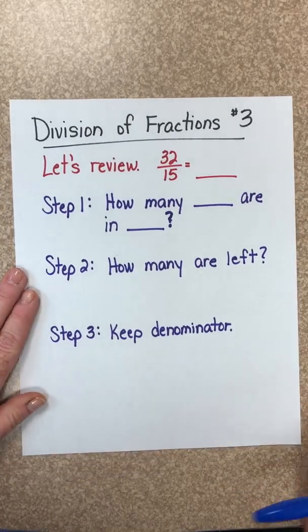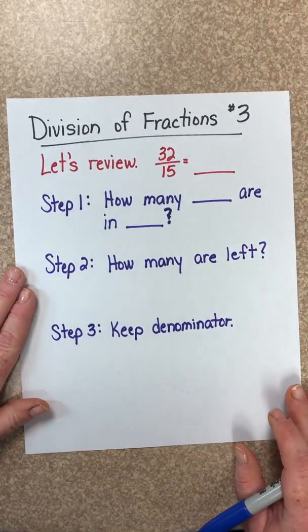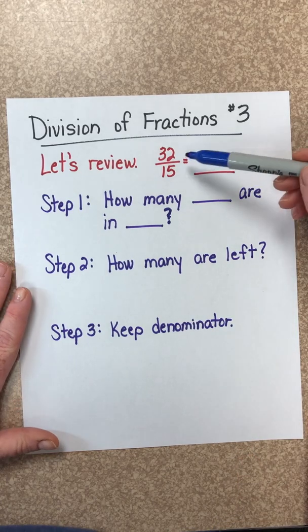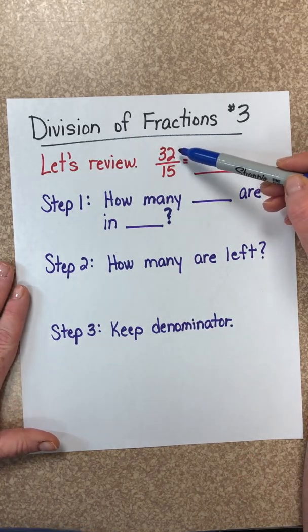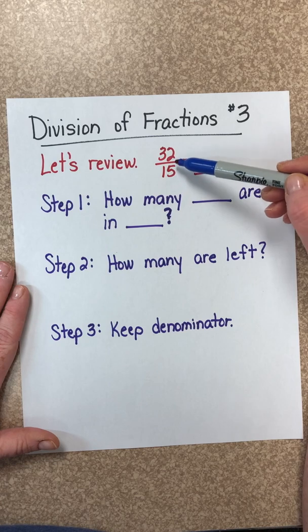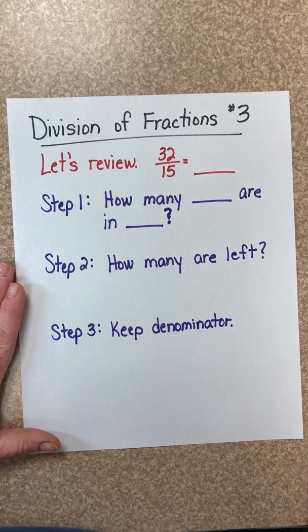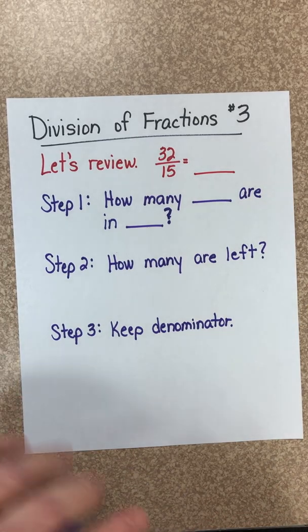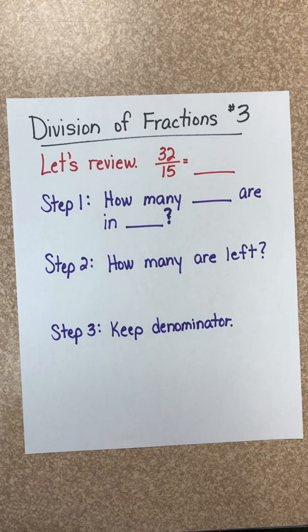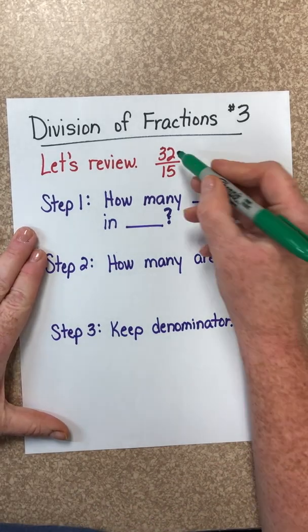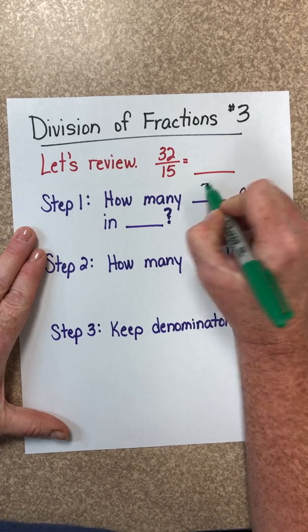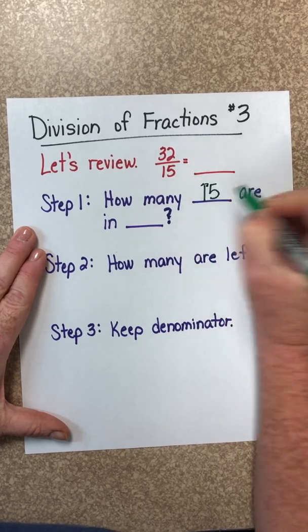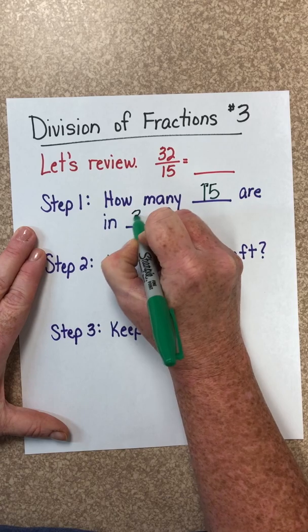Let's review a bit before we begin looking at division of fractions. Let's start with looking at this fraction, 32/15. 32/15 is improper, and we want to simplify it. So I have some steps here that will help us simplify improper fractions. Step 1, how many 15s are in 32?